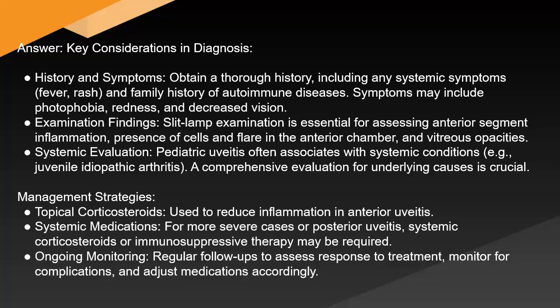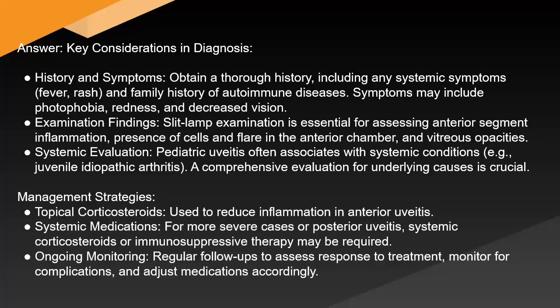Answer. Key considerations in diagnosis: history and symptoms. Obtain a thorough history including any systemic symptoms, fever, rash, and family history of autoimmune diseases. Symptoms may include photophobia, redness, and decreased vision. Examination findings. Slit lamp examination is essential for assessing anterior segment inflammation, presence of cells and flare in the anterior chamber, and vitreous opacities. Systemic evaluation.